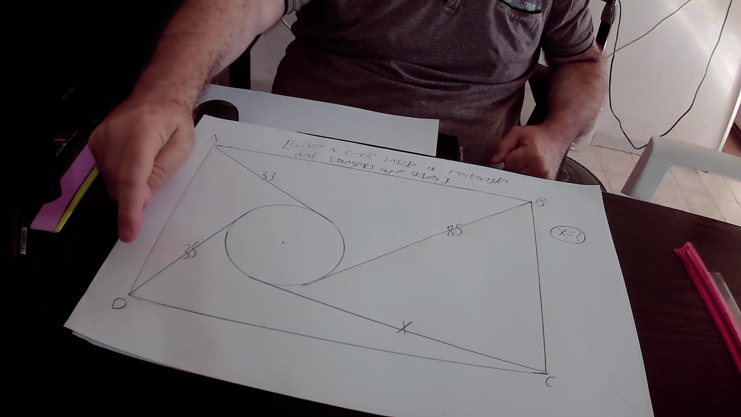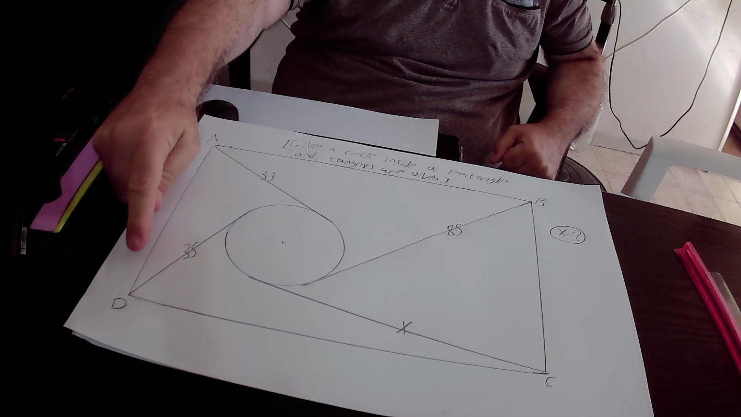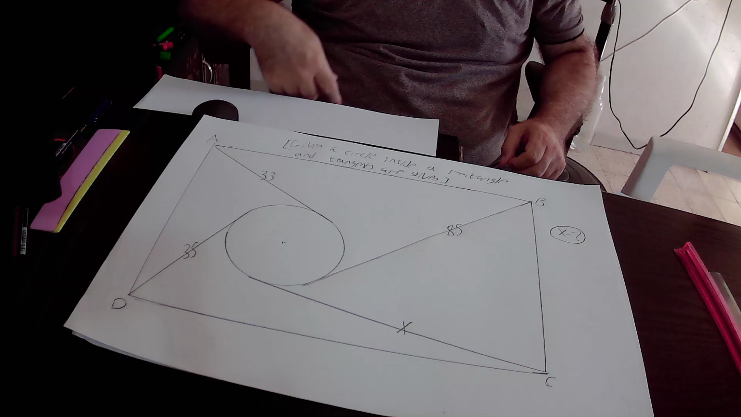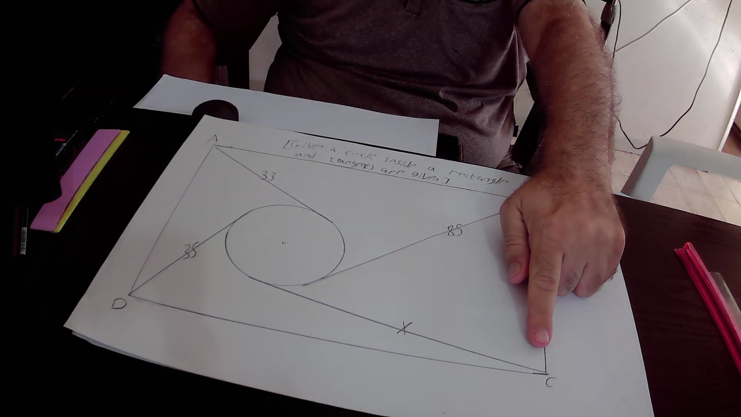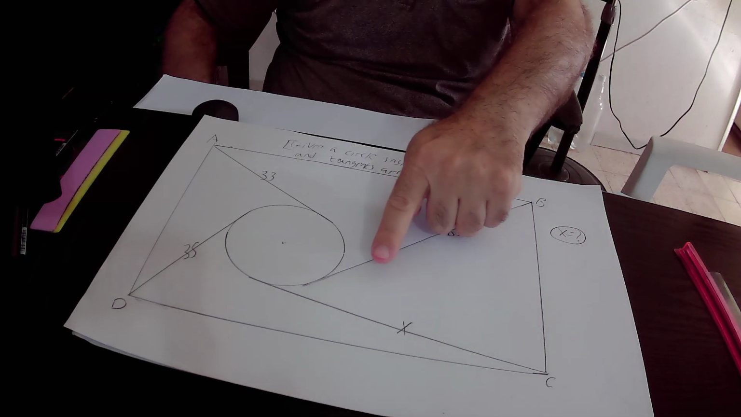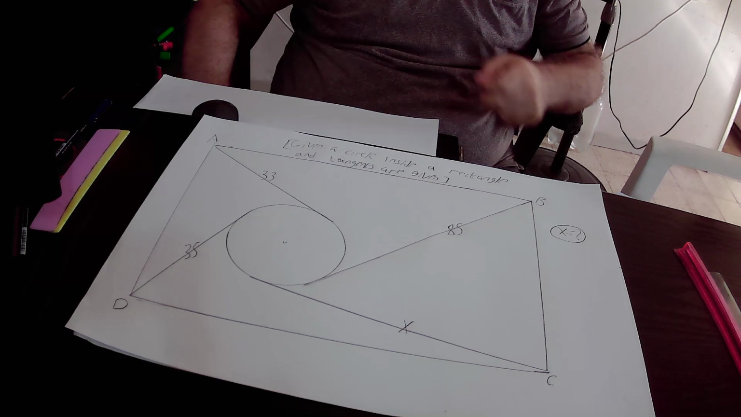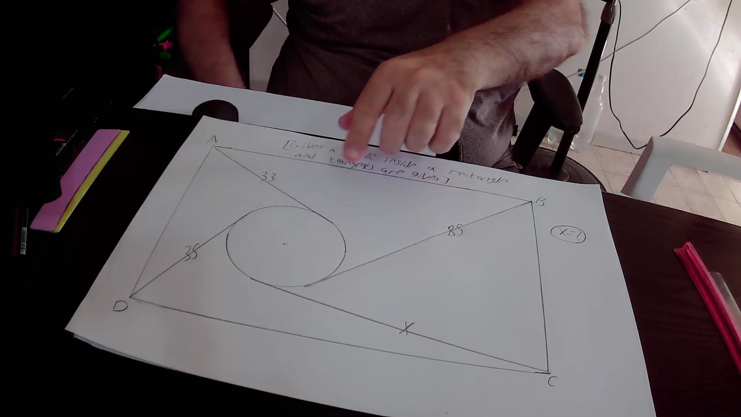The length of the tangent from point D to the circle is 35 units, and we want to find out the length of the tangent from point C to the circle, that is defined as x. So first of all, we define the center of this circle as O.